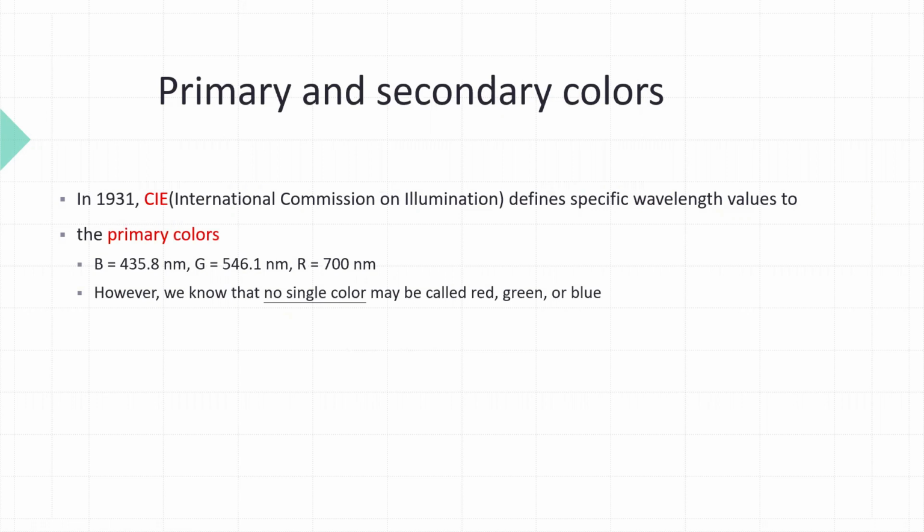First, the primary colors. Look at this range. B represents blue, 435.8 nanometers. G represents green, 546.1 nanometers. R represents red, which is 700 nanometers wavelength. However, we know that no single color may be called red, green, or blue.